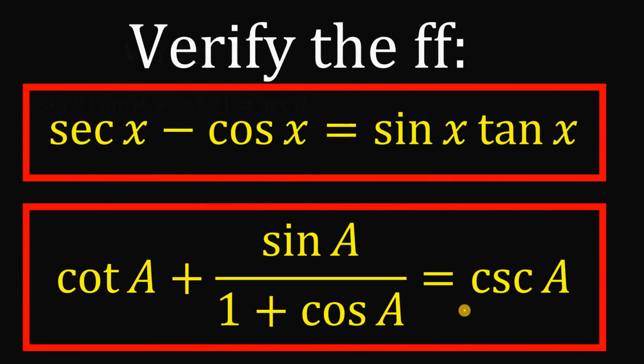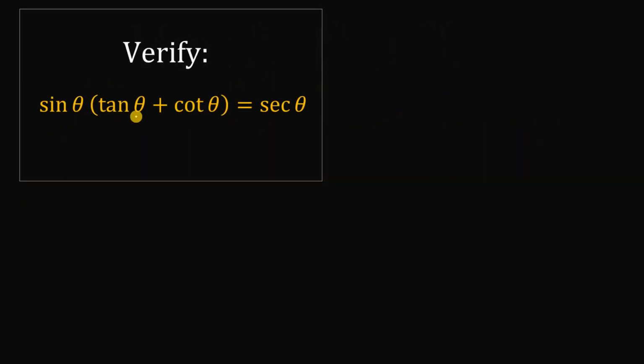Now, for your practice, verify this identity. Sine theta multiplied by tangent theta plus cotangent theta equals secant theta.